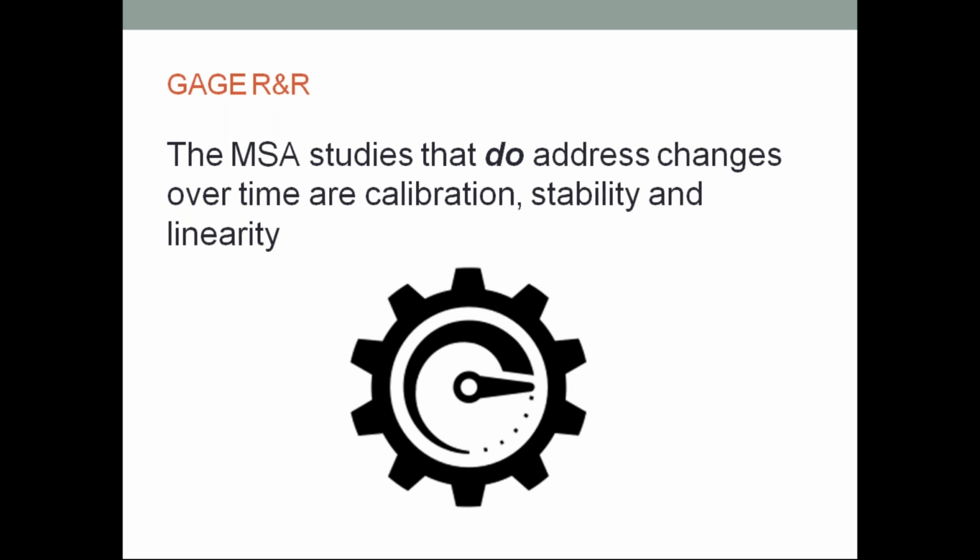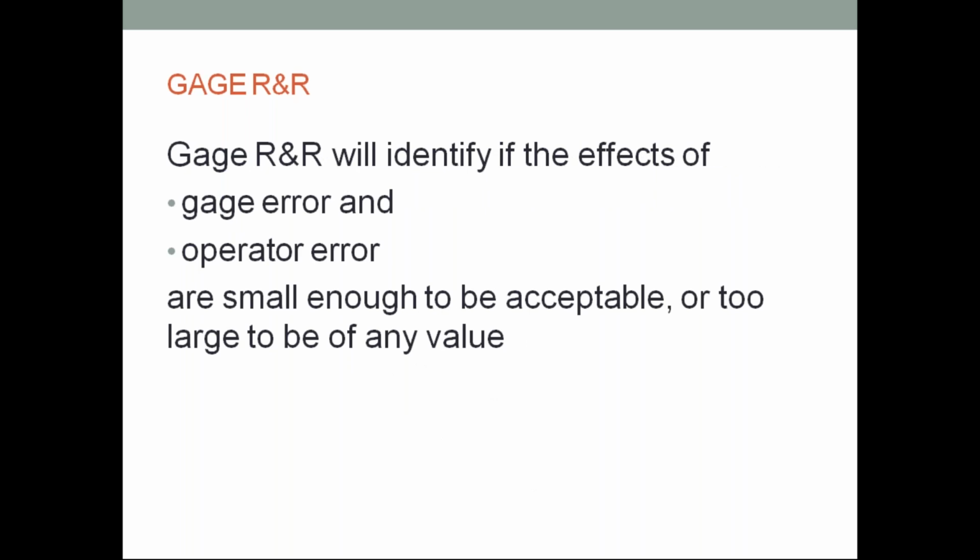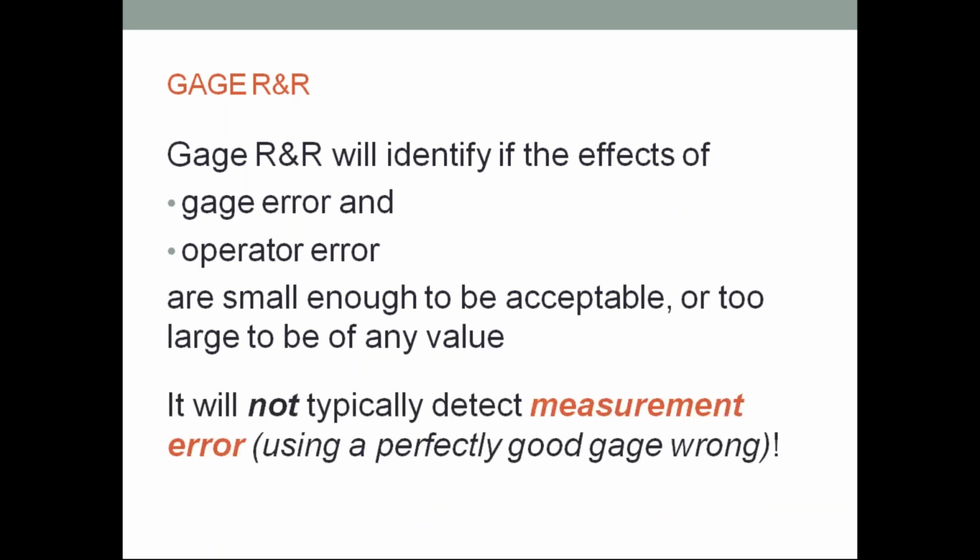Those should be telling you whether that gauge is still functioning correctly to the initial function that it had during the Gage R&R. And if it does, then it should be fine. Gage R&R will identify whether the effects of gauge error and operator error are small enough to be acceptable or too large to be of any value. Again, all gauges are bad, but if these errors that occur with that gauge are small enough, then it could be acceptable. It will not tell you whether the gauge is being used wrong.